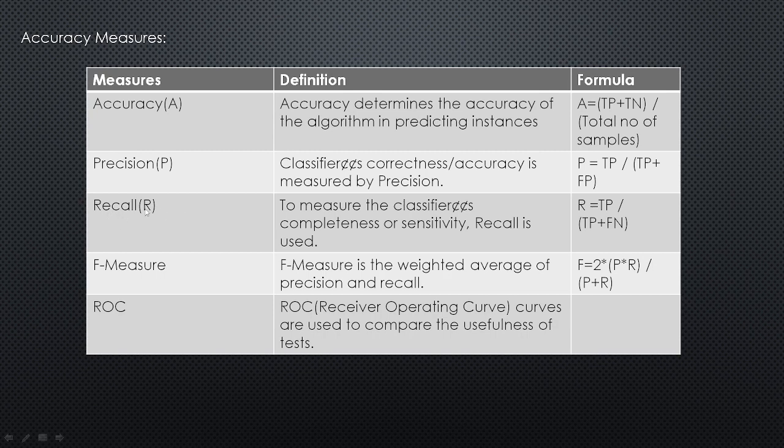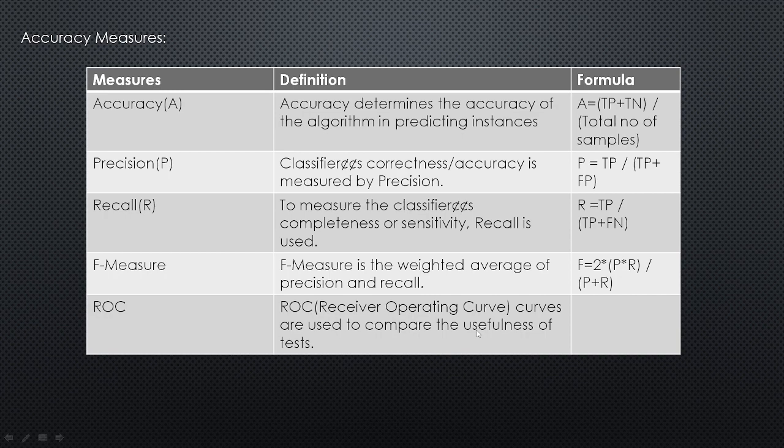And recall is used to measure the classifier completeness or sensitivity. R equals TP divided by TP plus FN. F measure is the weighted average of precision and recall, like F equals 2 times P times R divided by P plus R. ROC means receiver operating curves are used to compare the usefulness of tests.